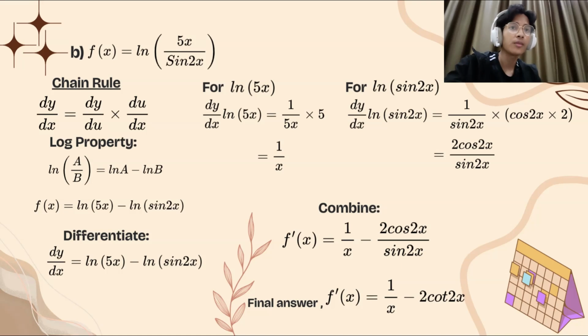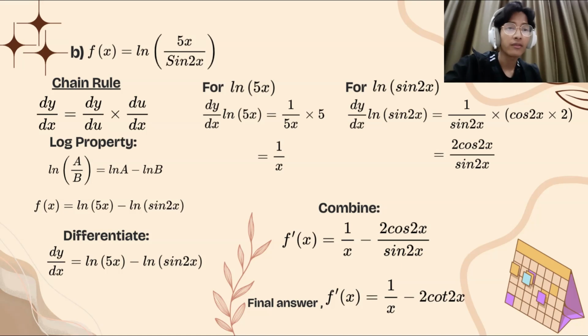So for question B, we're going to use the chain rule, which is dy over dx equals dy over du times du over dx. Actually in this question we must use the quotient rule, but we can avoid using the quotient rule by applying a log property, which is in this case ln a over b is ln a minus ln b. So we apply the log property to our question, and we get f(x) equals ln 5x minus ln sin 2x.